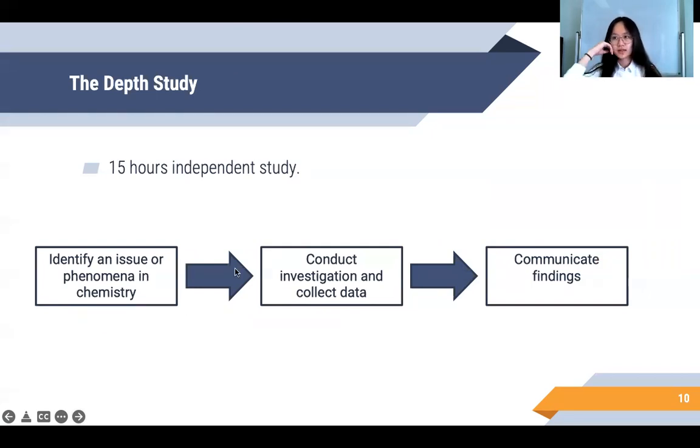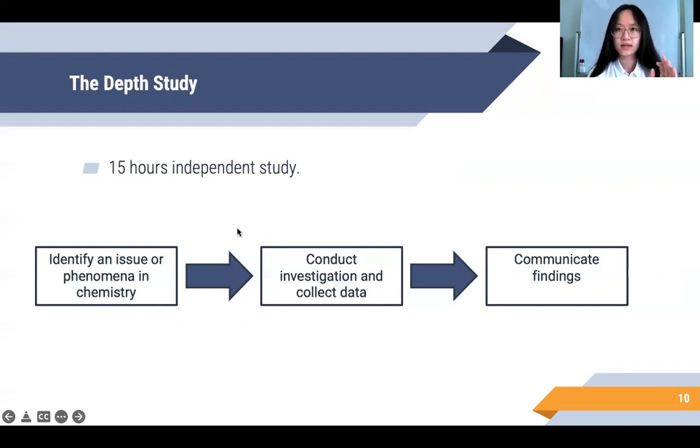All right. In the syllabus, in the curriculum, there is a compulsory section you have to do. It's called the depth study. It's 15 hours of independent study. Obviously, your school cannot monitor whether you've done it independently or not. So if you have a tutor, you can ask them whether you're doing it correctly.